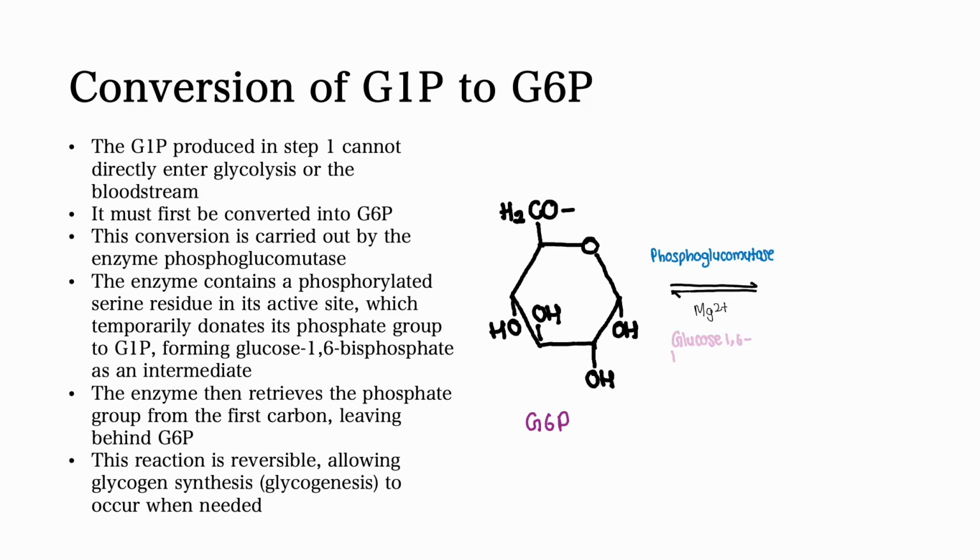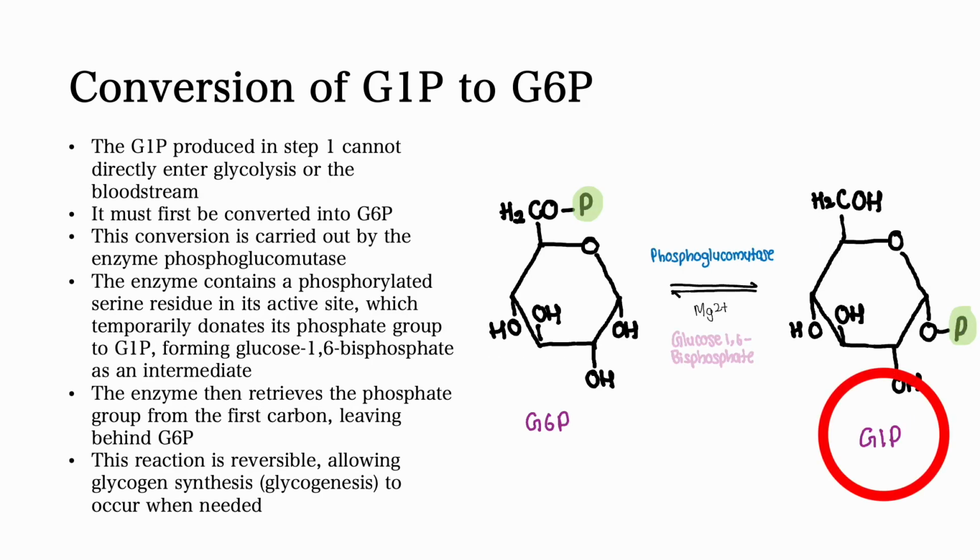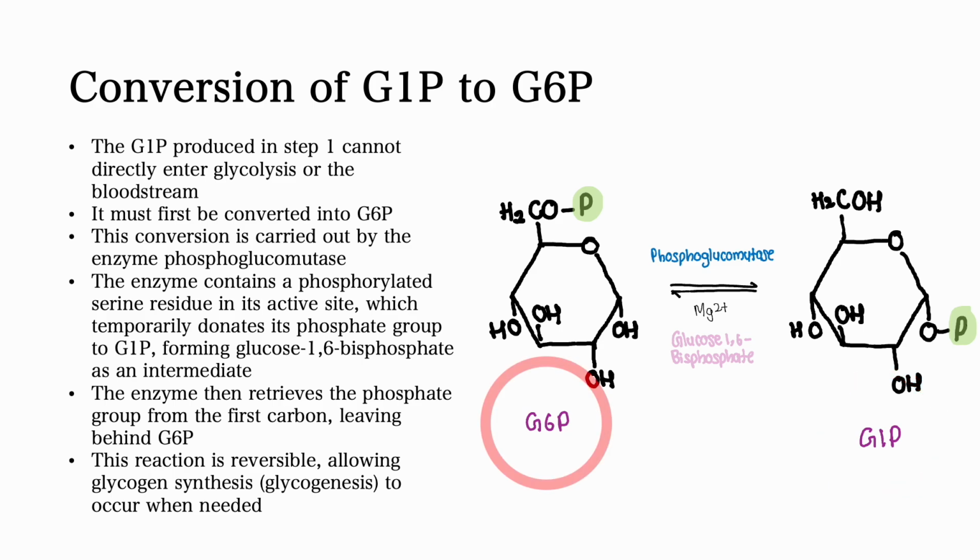Step number 3. Conversion of glucose-1-phosphate to glucose-6-phosphate. Glucose 1-phosphate, also called G1P, produced in step 1 cannot directly enter glycolysis or the bloodstream. It must first be converted to glucose 6-phosphate, also called G6P. This conversion is carried out by the enzyme phosphoglucomutase.